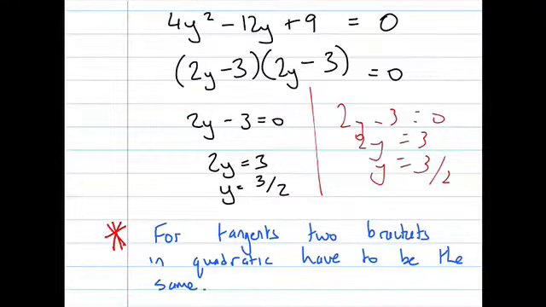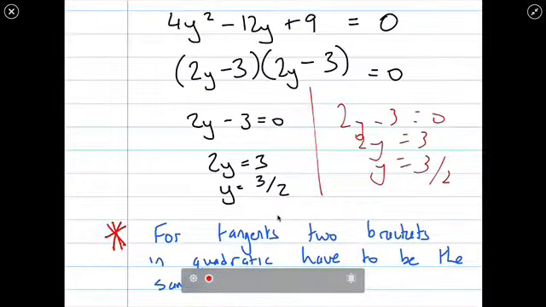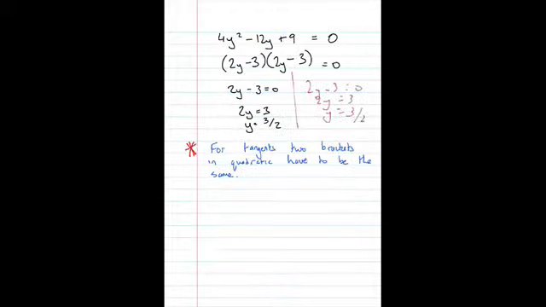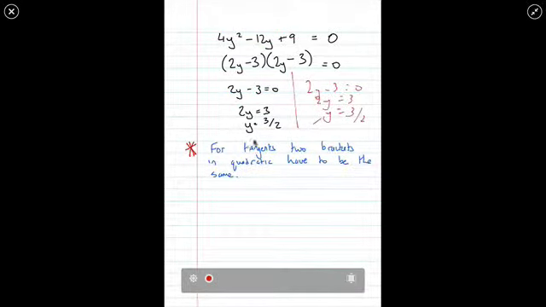Why? Because we only have how many y's, Sinead? I know we have 2 y's, but really they're both the same, so really we've only 1. Are you all okay with that? So for a tangent, you're going to get 2 y's, but they'll both be the same.